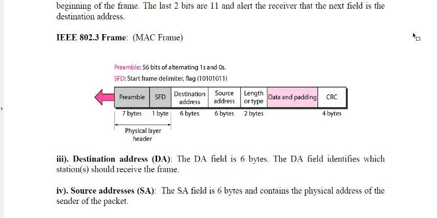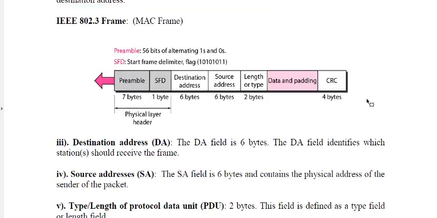If it is less than 46 bytes of data, add the padding. If it is 46 or above 46 bytes, no need of padding. And finally, the CRC, which is meant for checking the error control. So that is the explanation for this Ethernet frame. That's it.